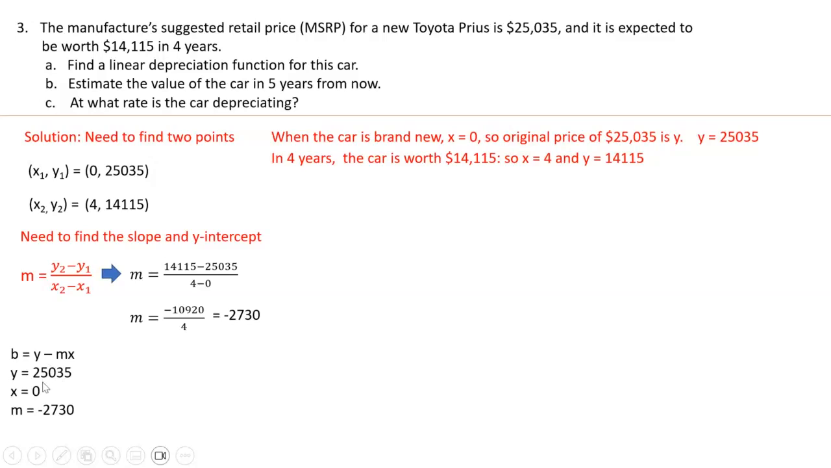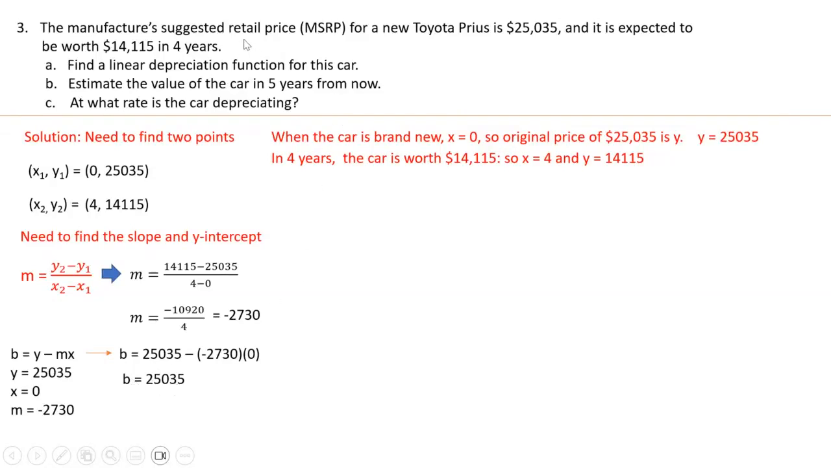Now for the b, hey guys, we should have known that when we're graphing, 0, b is my y-intercept. So this is going to be my b. But just in case you didn't know that, we follow the formula that we used before. b equals y minus mx. I'm going to choose the first point, 0 and 25,035. So y is 25,035 and my x is 0. So let's plug them into the formula. This is going to give us 25,035.